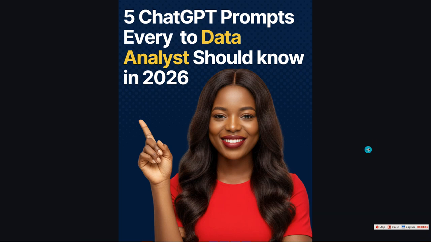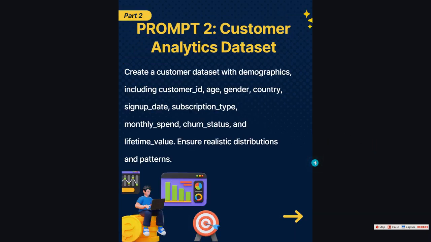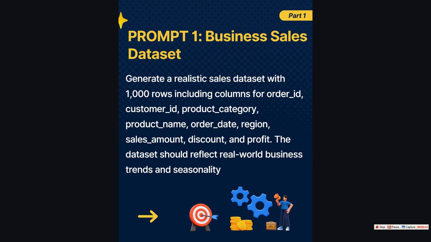The first prompt is maybe you want to generate business sales data. You can use this particular prompt: generate a realistic sales data set with 1,000 rows, including columns for order and the like. If you put this prompt in ChatGPT, it will generate it for you. This first prompt is perfect for practicing revenue analysis, trend analysis, and KPI dashboards.